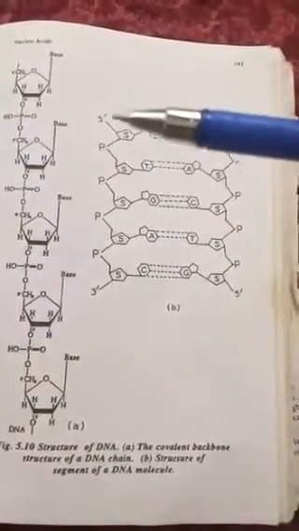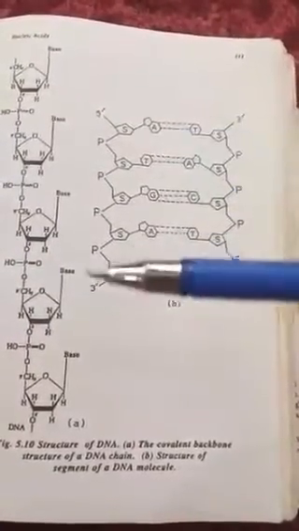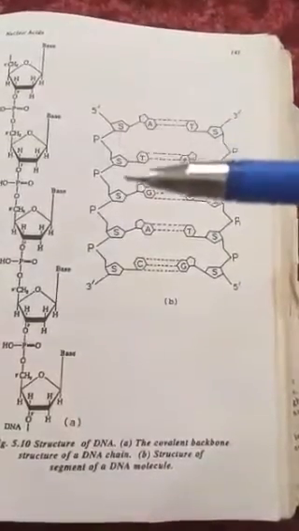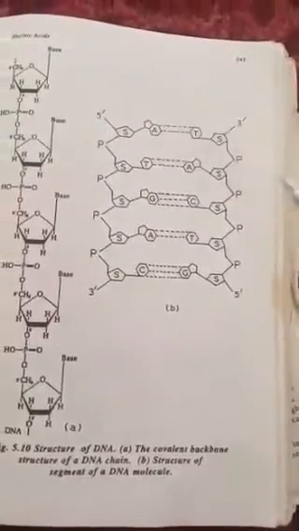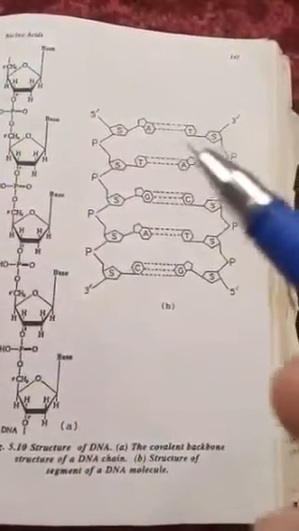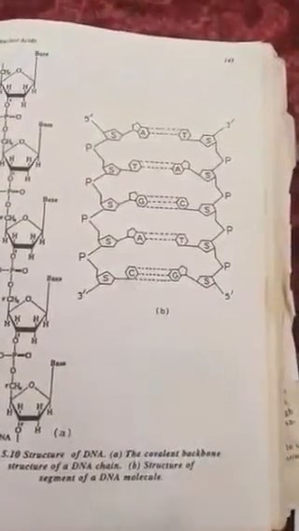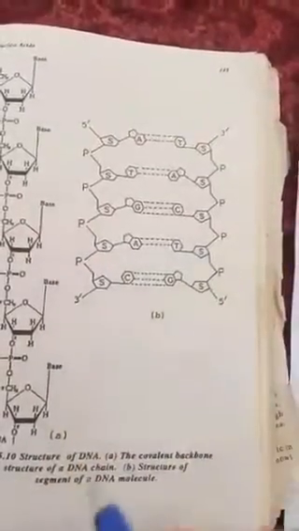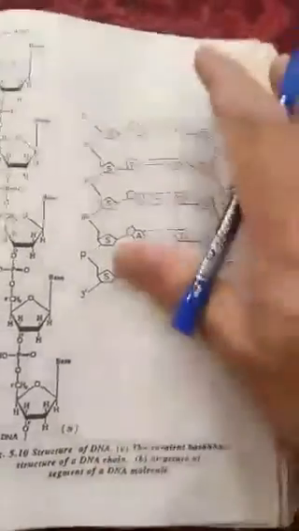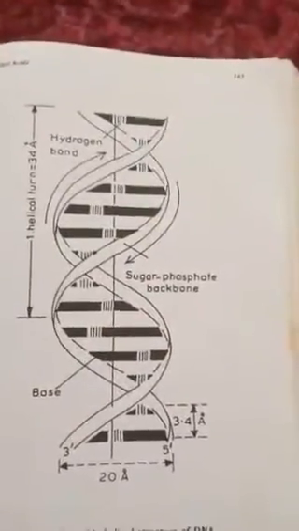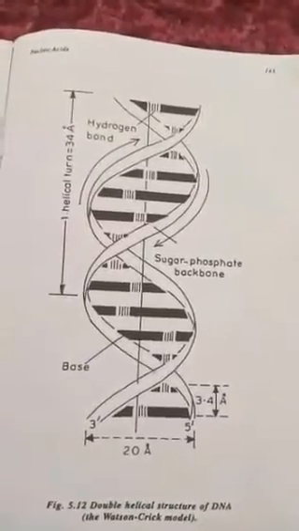This is the covalent backbone structure of DNA chain, and this is hydrogen bonding between two bases, adenine, thymine, guanine, and cytosine. Once again, have a look here. Double helix, Watson and Crick model of DNA.